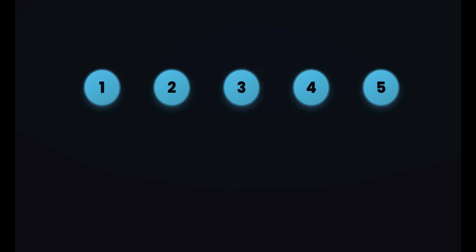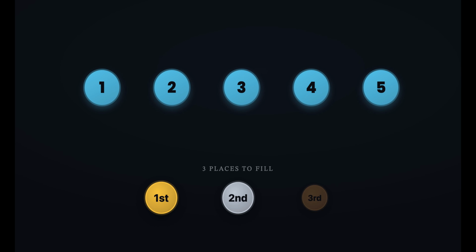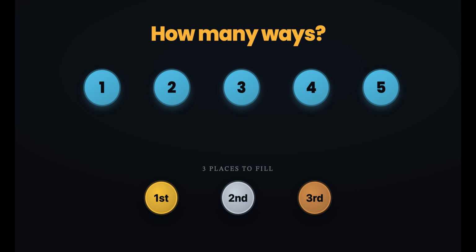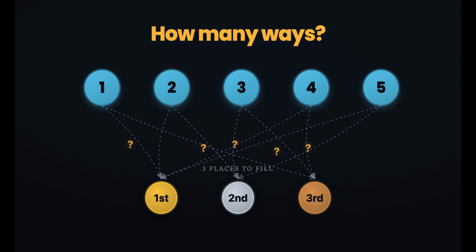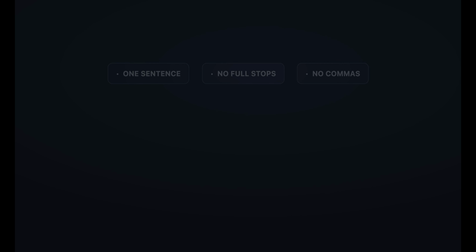Imagine 5 people in a running race, and 3 of them will win first, second, and third. How many ways can this happen? This feels hard to count without a system because we have to think about who's first, who's second, and who's third all at the same time. So we'll write a sentence to make it more intuitive.